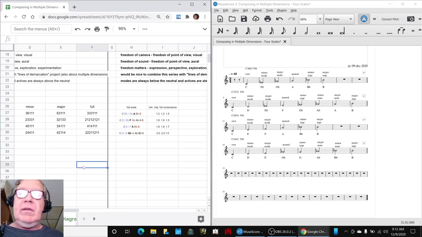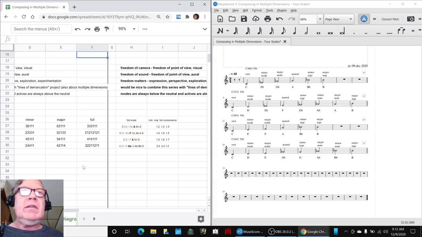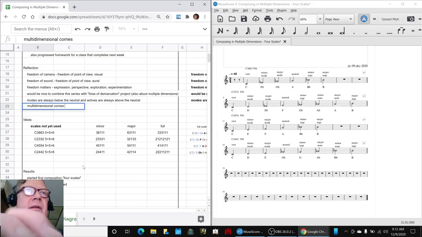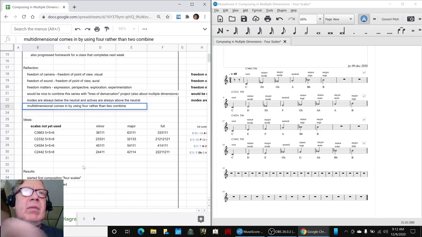and we're going to put all four of them together, and this is where the idea of the multi-dimensional comes in. Multi-dimensional comes in by using 4 rather than 2 combinings of scales.